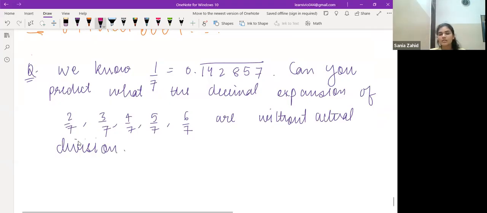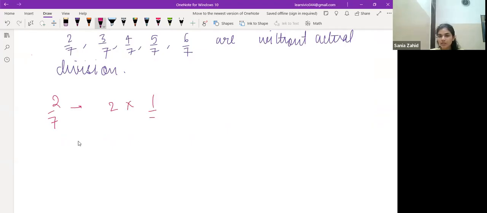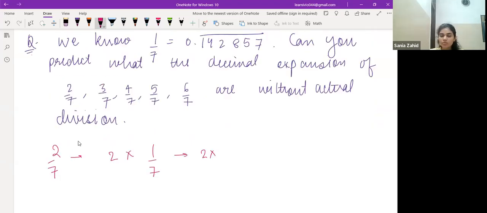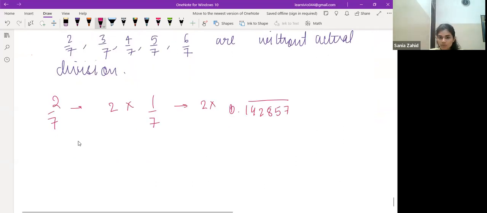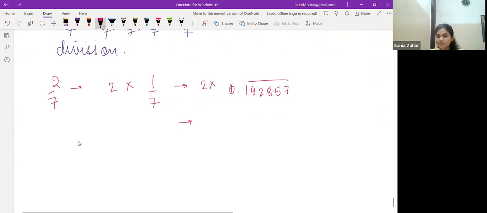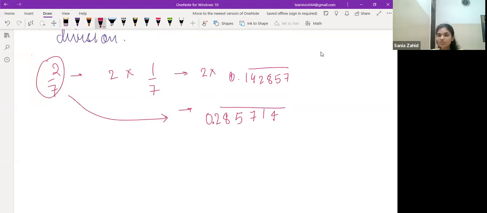Okay, now what happens over here? Now children, you see that how do we get 2 by 7? We know 2 by 7 we actually get by multiplying 2 into 1 by 7. Right? So we know 2 into, now what is the decimal expansion of 1 by 7? 0.142857 bar. So you just multiply this 2 with this decimal expansion and put a bar over it. So the decimal expansion of 2 by 7 is this number. And how did I get it? I first converted 2 by 7 as 2 into 1 by 7 and then I'm multiplying it with the decimal expansion.